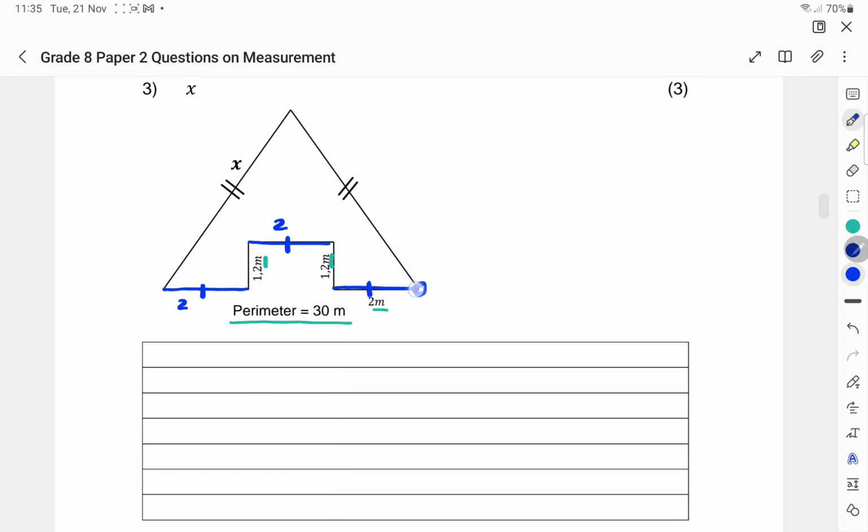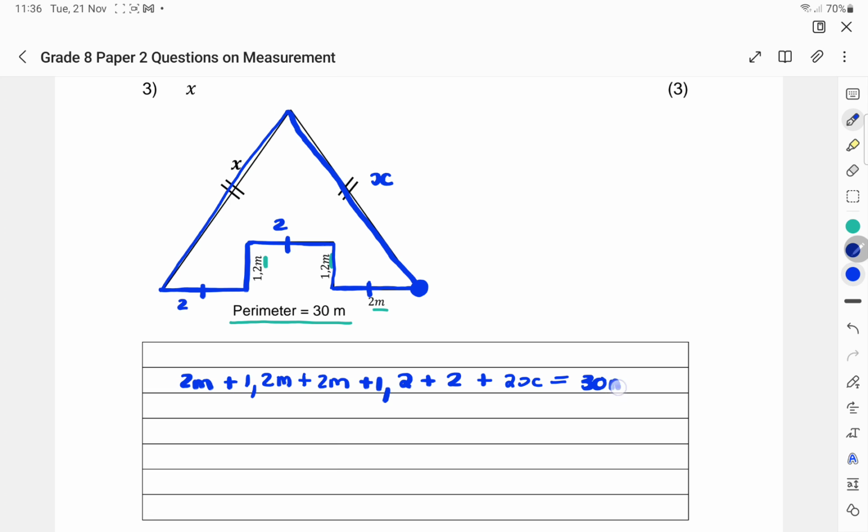Okay, so I'm going to make a dot, and this is where I'm going to start with my adding up of the perimeter. So if you can follow me, it's 2 meters plus 1.2 plus another 2 plus 1.2 plus 2 plus x, and that side is also x. So what is this? It's an isosceles triangle. So plus 2x gives you 30 meters.